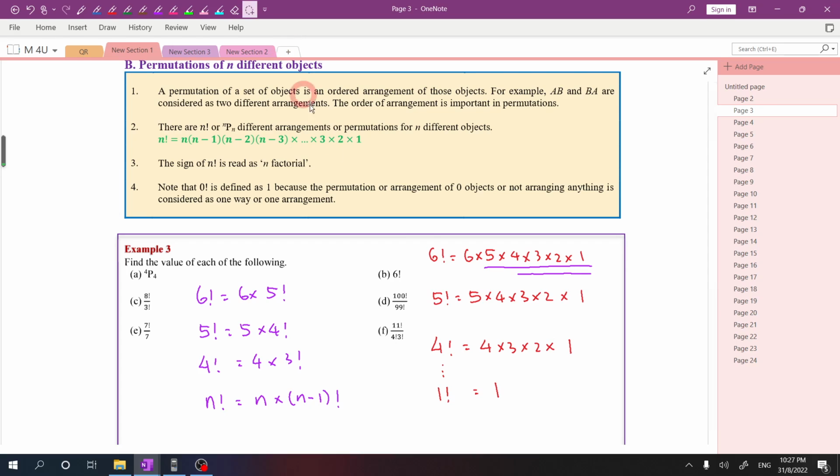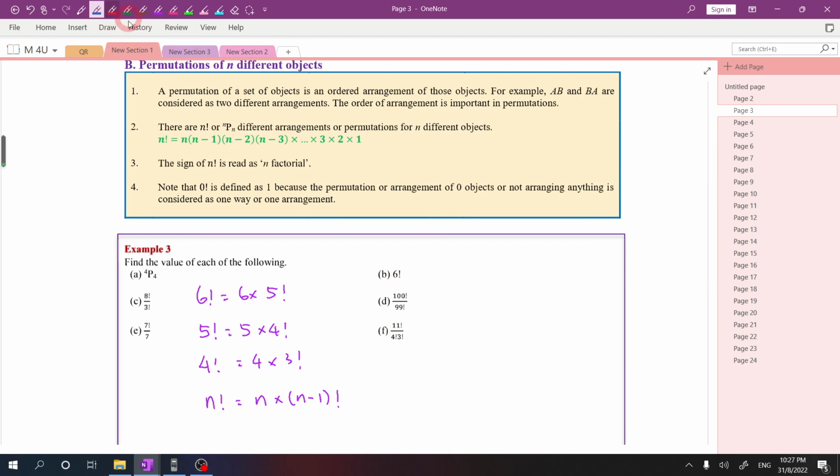Okay, now this one you need to be more careful. 0 factorial is not equal to 0, but it is equal to 1. You can think this way. 0 factorial is defined as 1 because the permutation or arrangement of 0 objects, nothing for you to arrange, or not arranging anything, is considered as one way or one arrangement. So that's why 0 factorial is equal to 1.